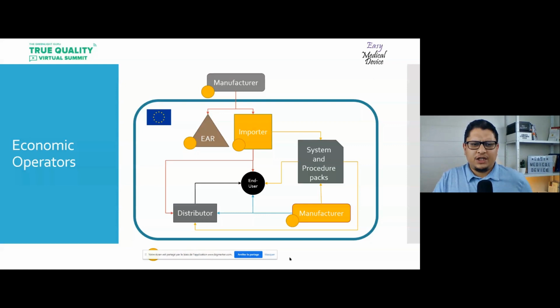So I will continue on the presentation now, just to have more clarity about this topic. Here I want to go through each of the economic operators. We'll go through the manufacturer, the importer, the authorized representative, the distributor, and the system and procedure pack provider, to explain what their roles and responsibilities are within the new medical device regulation.